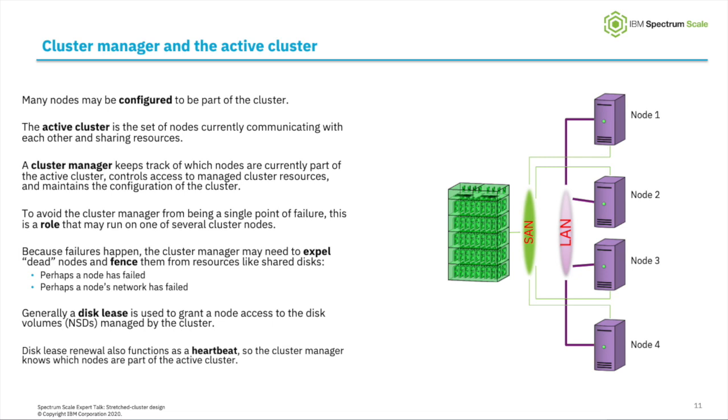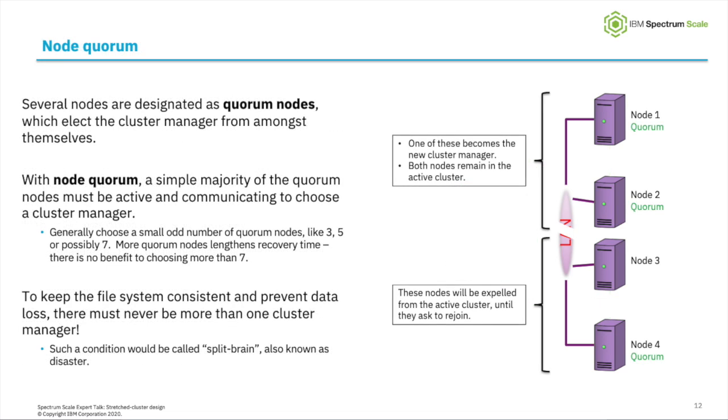Spectrum Scale generally uses disk leasing to control which nodes may access disk volumes. Disk leases need to be renewed frequently and can thus also function as a heartbeat. You don't actually configure a node to be the cluster manager. We don't want single points of failure. Instead, you designate several nodes to be quorum nodes, and they choose from amongst themselves which node will run the cluster manager role. The quorum nodes hold an election to decide which will be the cluster manager.